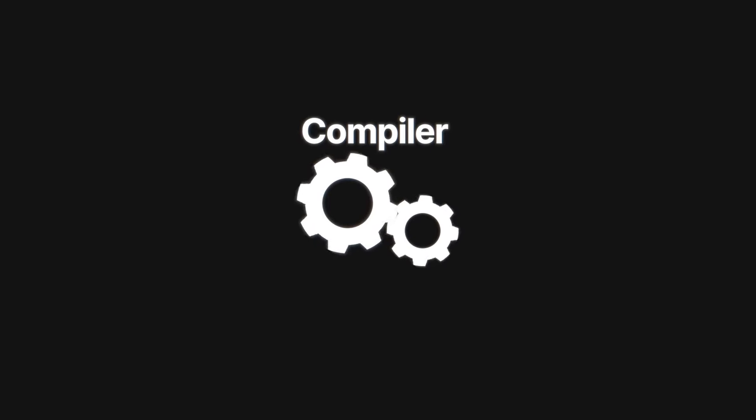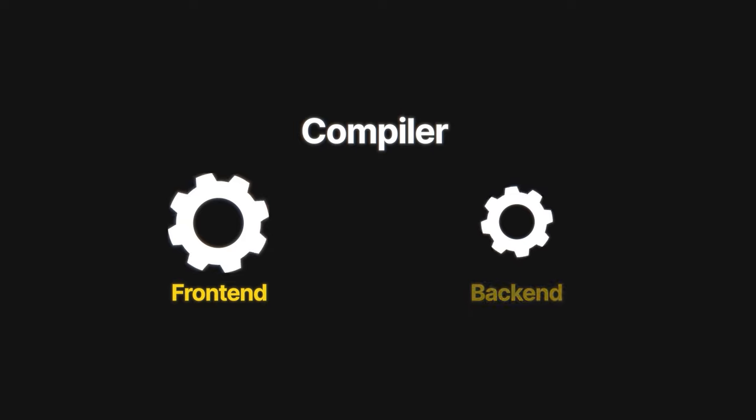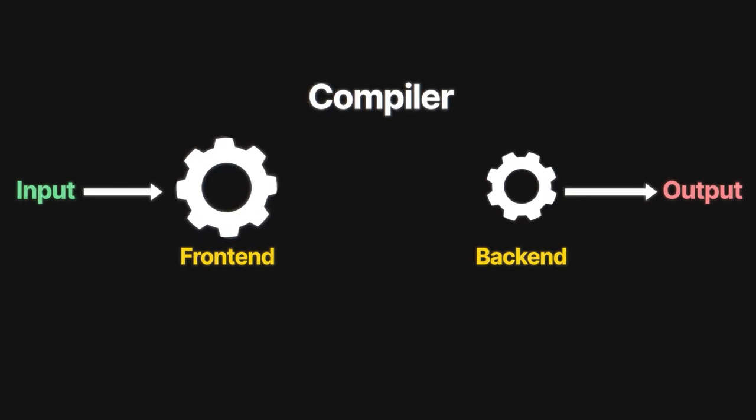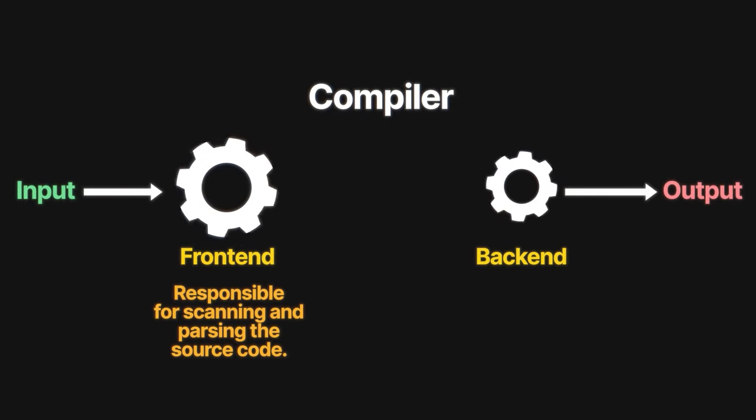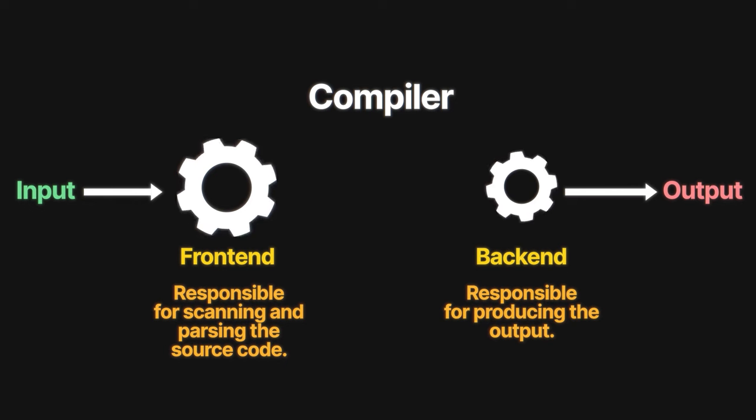Compilers are commonly broken down into two parts, the front-end and back-end. The front-end is responsible for scanning and parsing the source code, while the back-end is responsible for producing the output. One benefit of making this distinction is the ability to combine a different front-end and back-end, depending on the input language being compiled and the desired output language. Additionally, breaking this process down into distinct steps makes it easier to reason about.